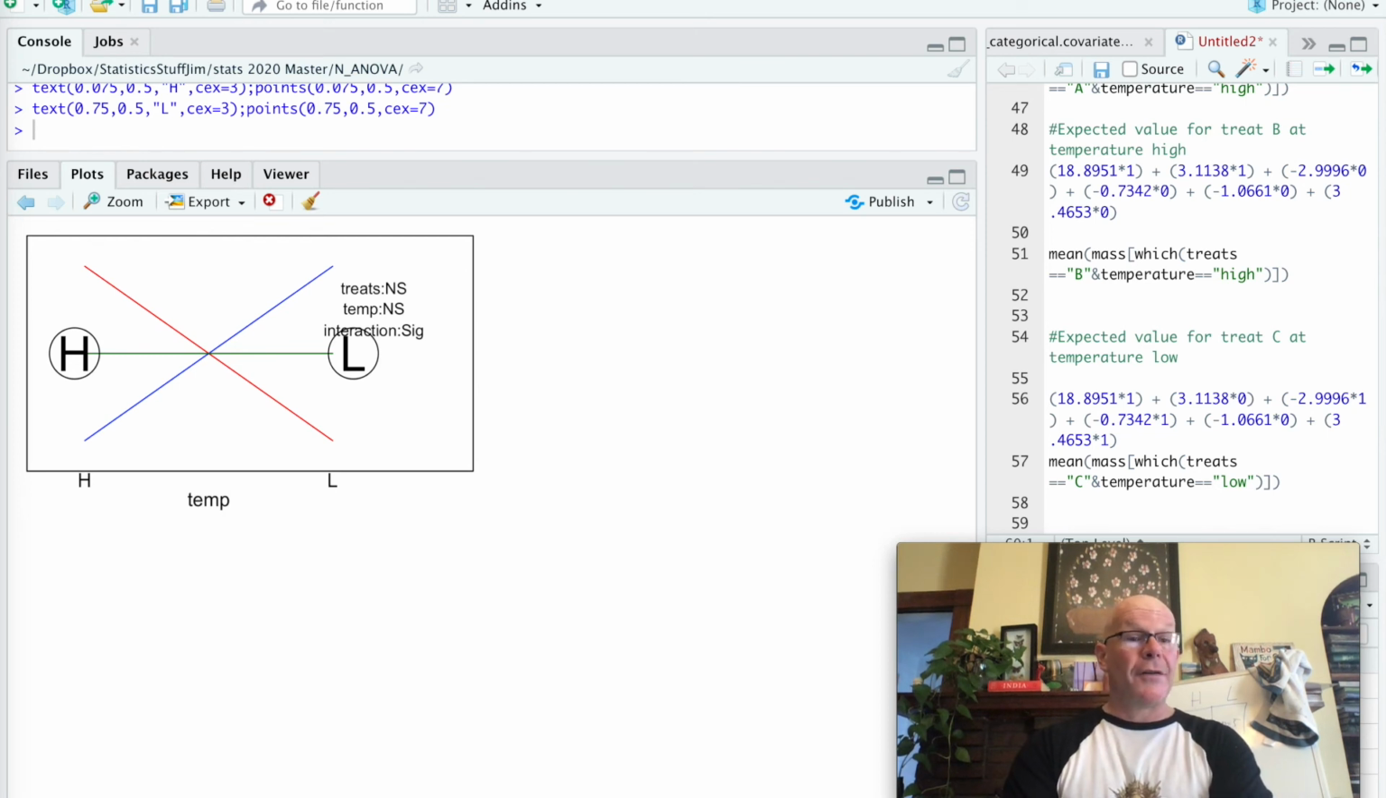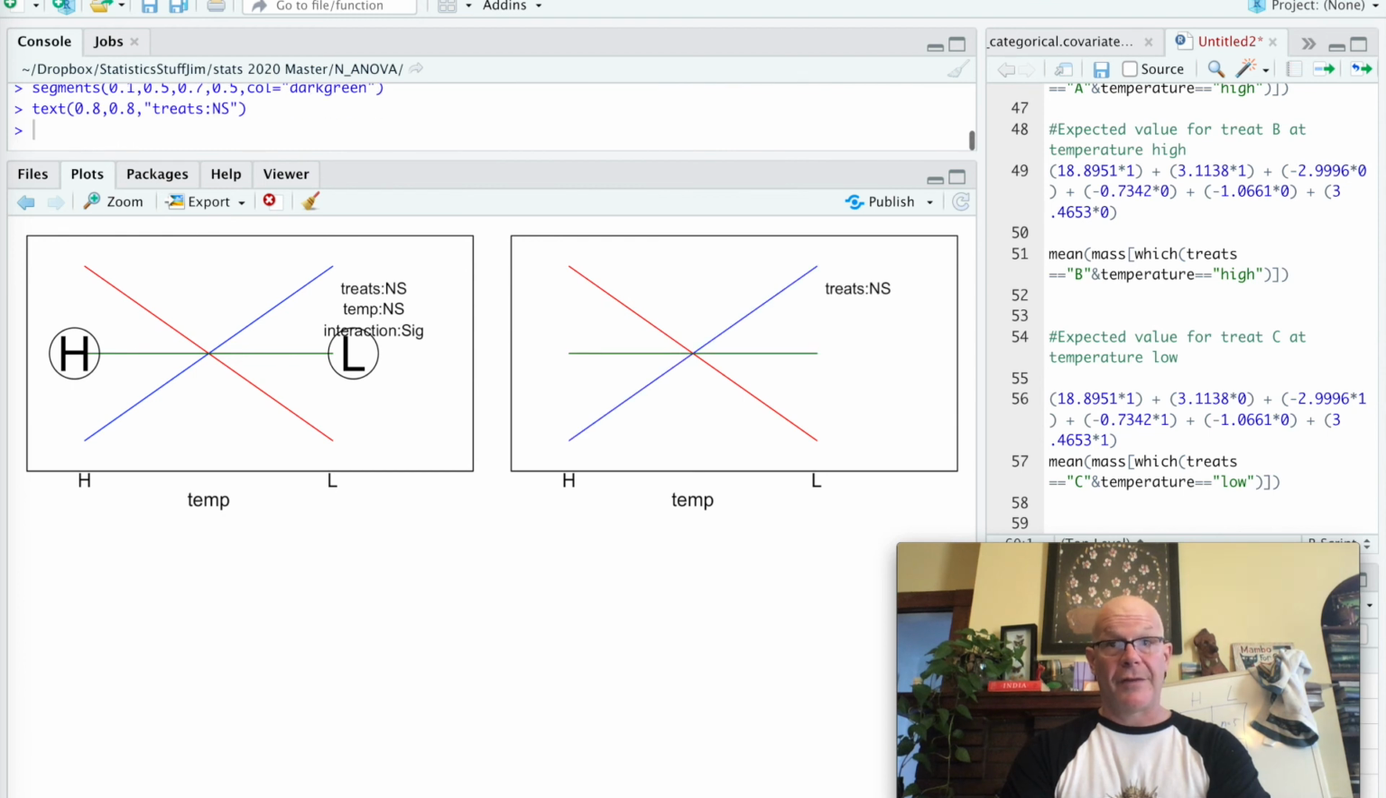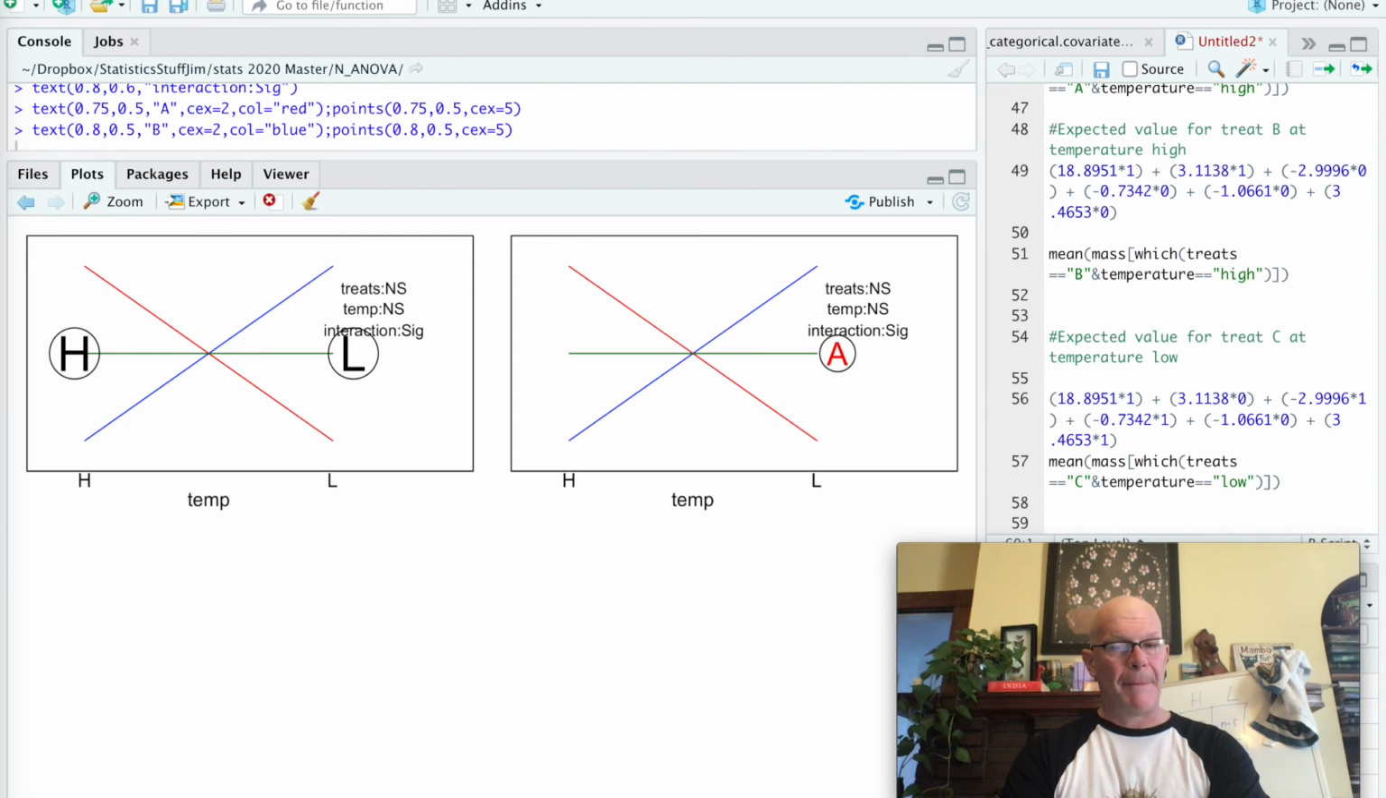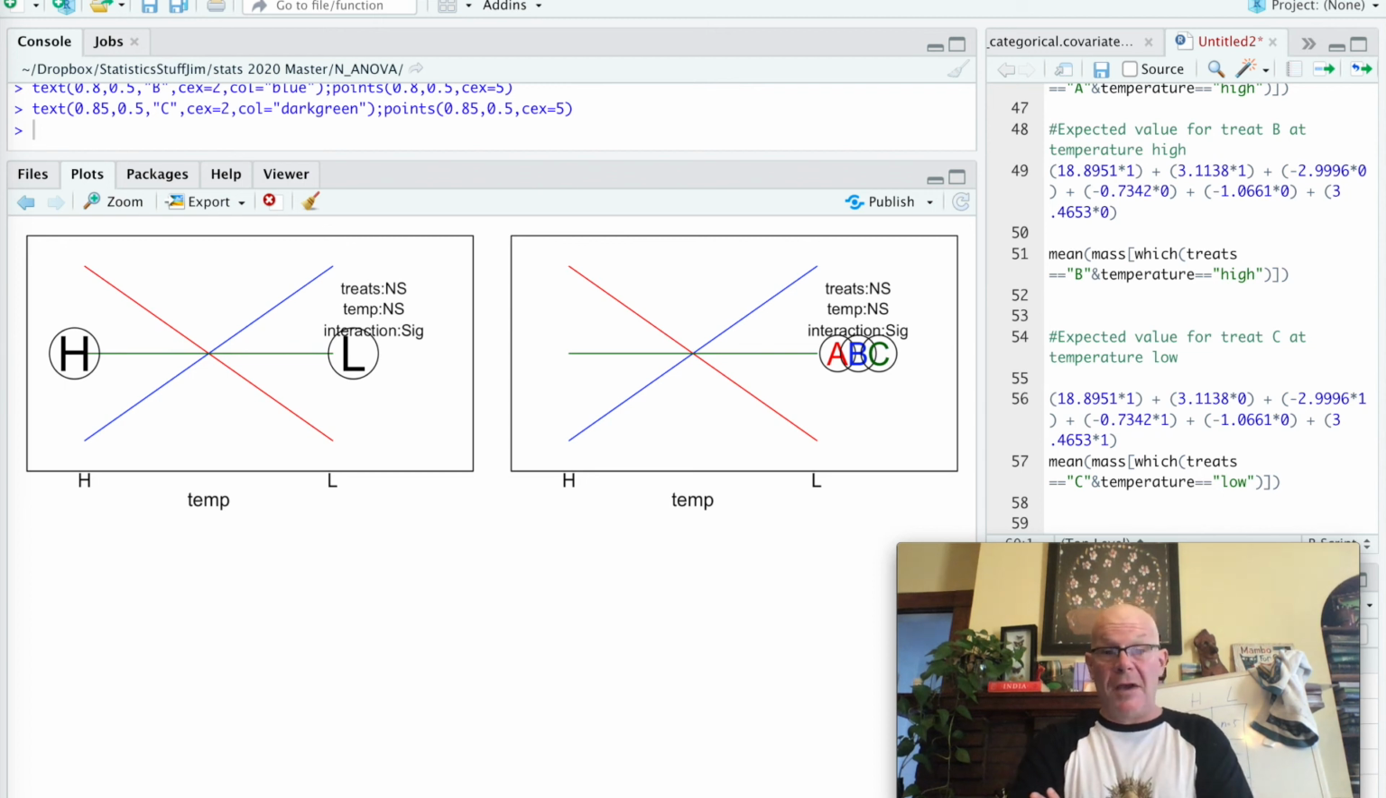So let's understand now why maybe treatments aren't going to be significant. So I'm going to go ahead and draw this exact same thing. And now what I want to focus on is, what is the mean of treatment A? Well, the mean of treatment A is there. The mean of treatment B is there. And the mean of treatment C is there. And so that's why we would not detect a difference among treatments. Likewise, we would not detect any evidence of an effect of temperature.